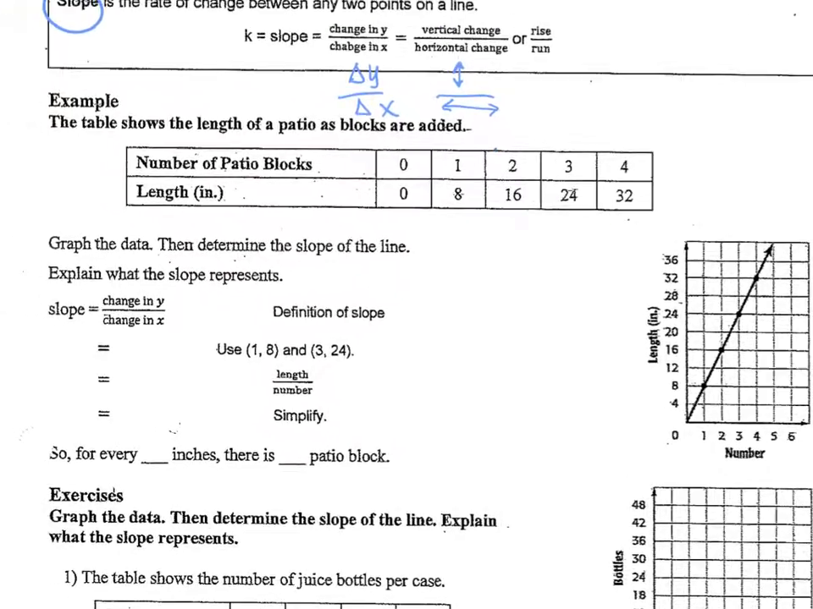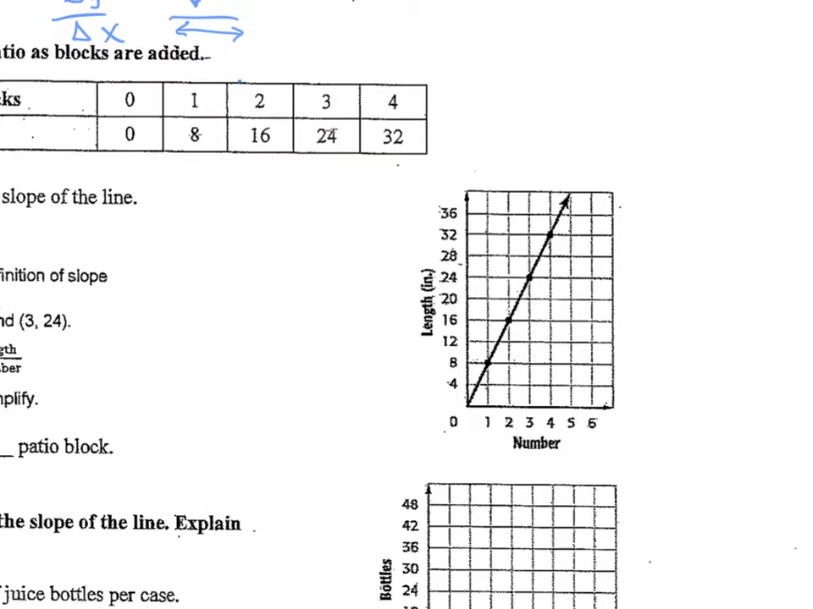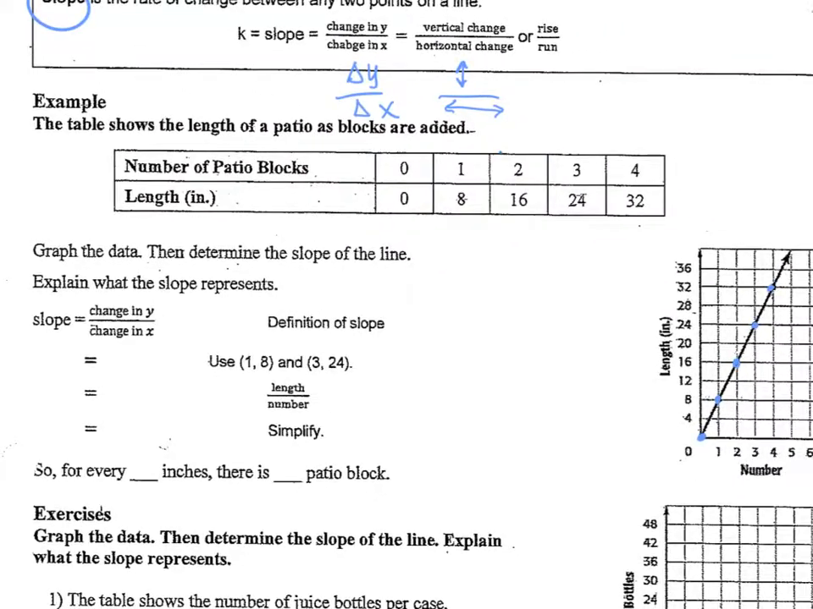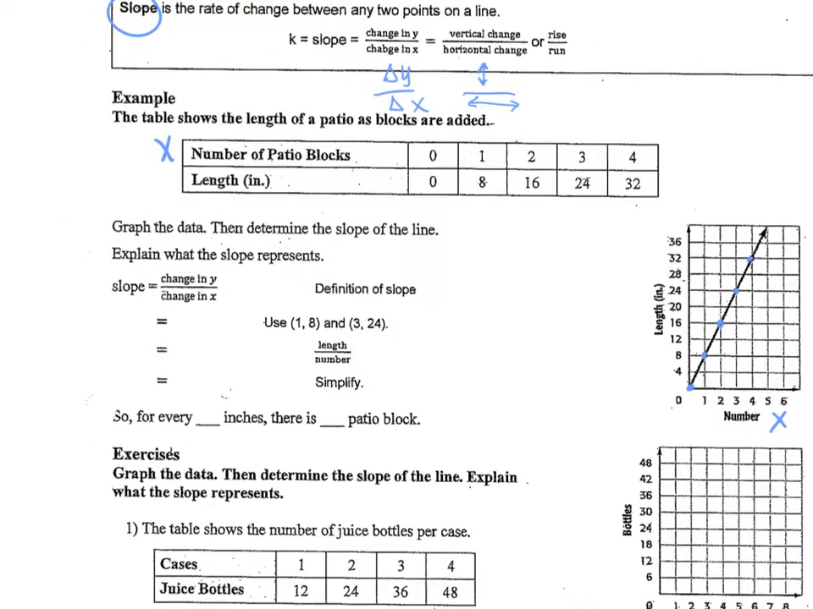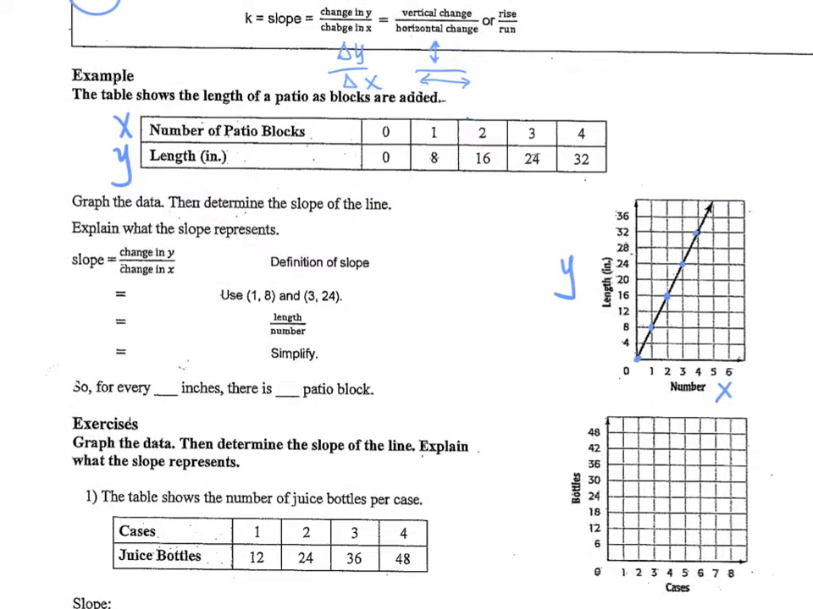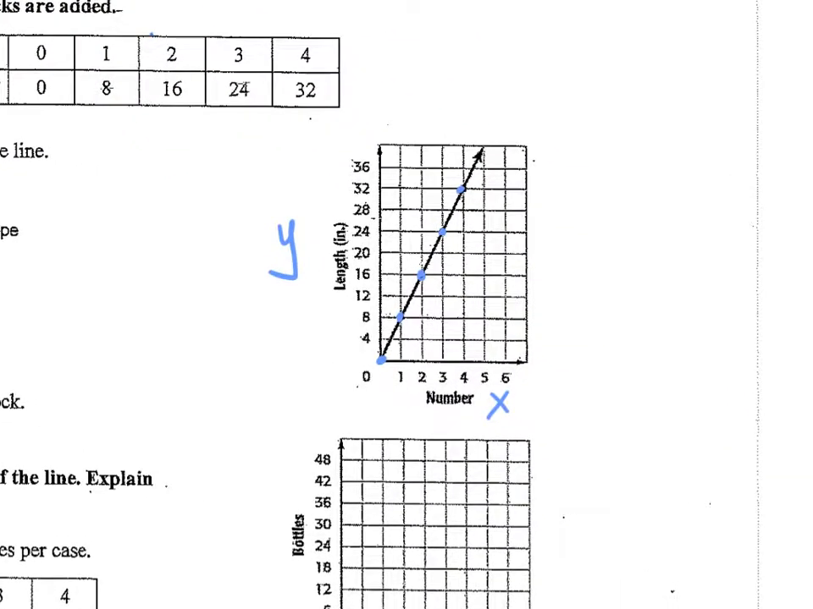So on example 1, they give us a table and it says graph the data. So luckily for us, they've already done that. They've got points at 0, 0, 1 and 8, 2 and 16, keeps going up by 4, 3, 24, 4 and 32. When they give you your table like this, remember the top value is your x value, and your y is down here, okay? Would it be going up by 4 though? Because it's 4, 8, 12, 16.